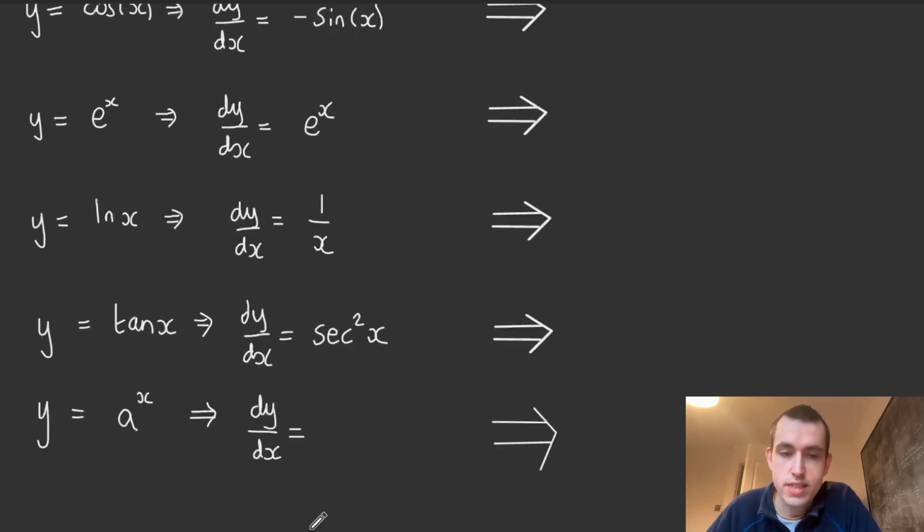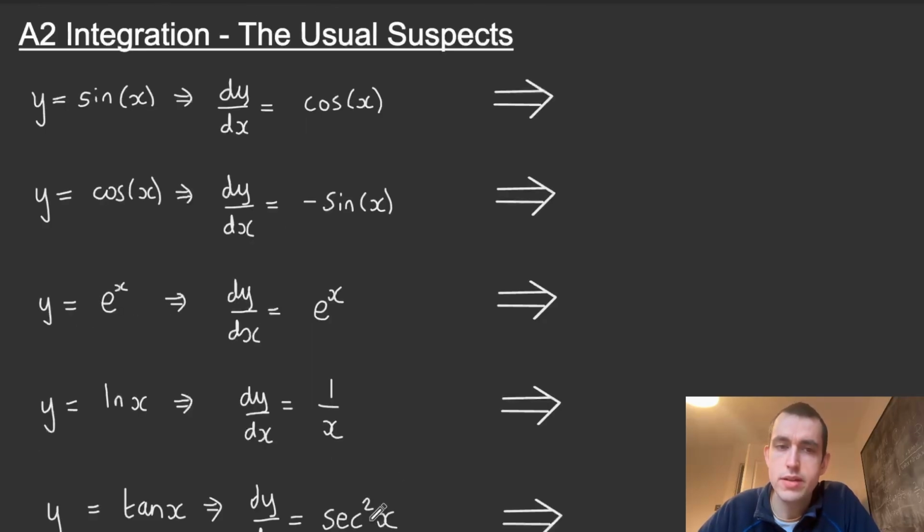Trickier one, if y is equal to a to the x, then the derivative will be a to the x ln of a. So if we're integrating, why did we bother finding the derivatives?